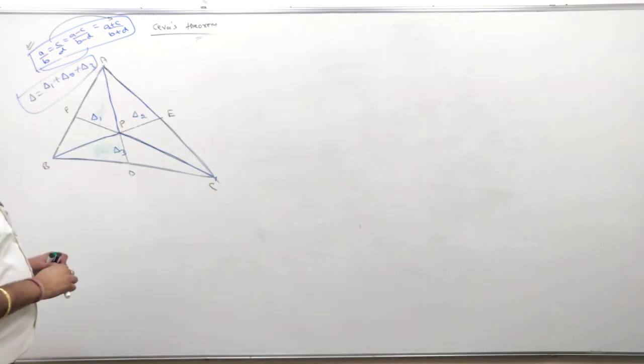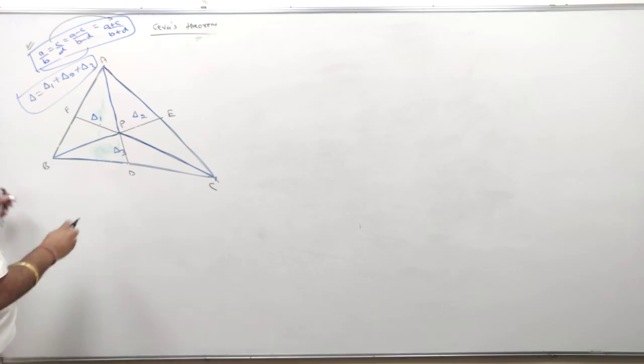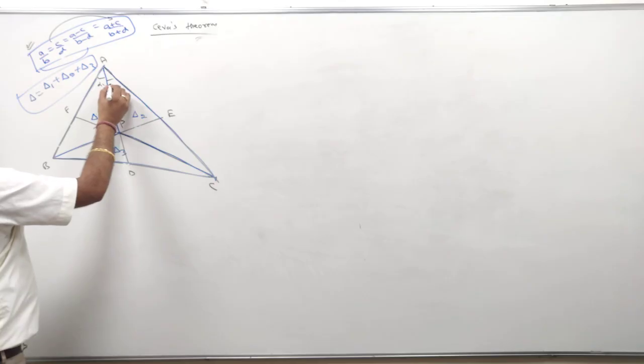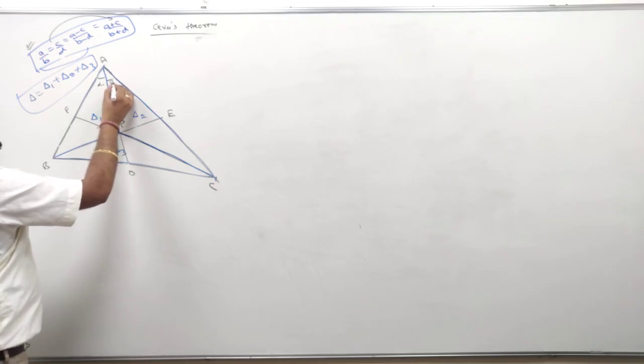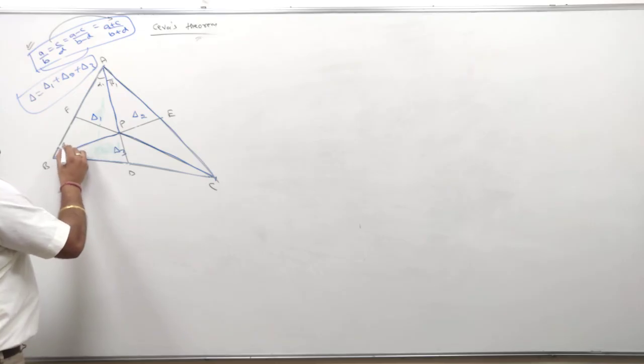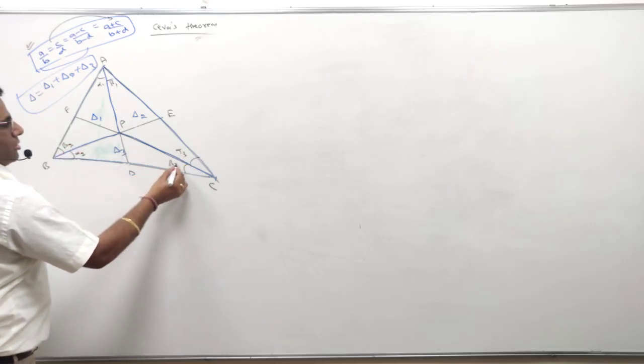There is an important trigonometric form of Ceva's theorem. We can use that theorem frequently. If these are the angles, you can say this angle is alpha 1, this is beta 1, this is alpha 2, this is beta 2, and this is alpha 3, this is beta 3.